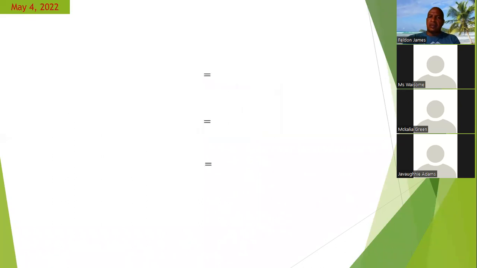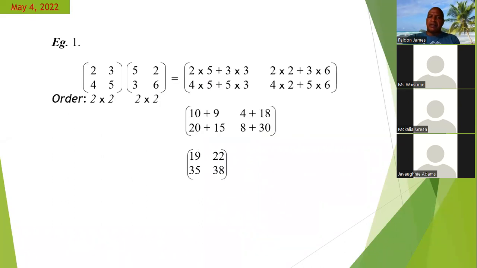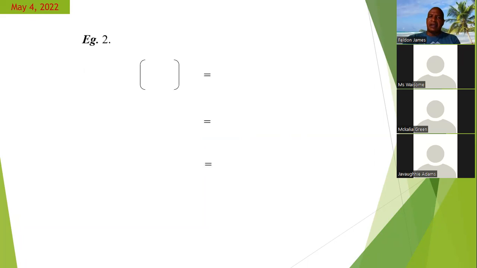So, all right, so that would have given our result from that. All right, so here we have another situation where we are multiplying these two matrices together. Now, the way that we can check if these two matrices can be multiplied, we'd have to check their order. What is the order of this first matrix?